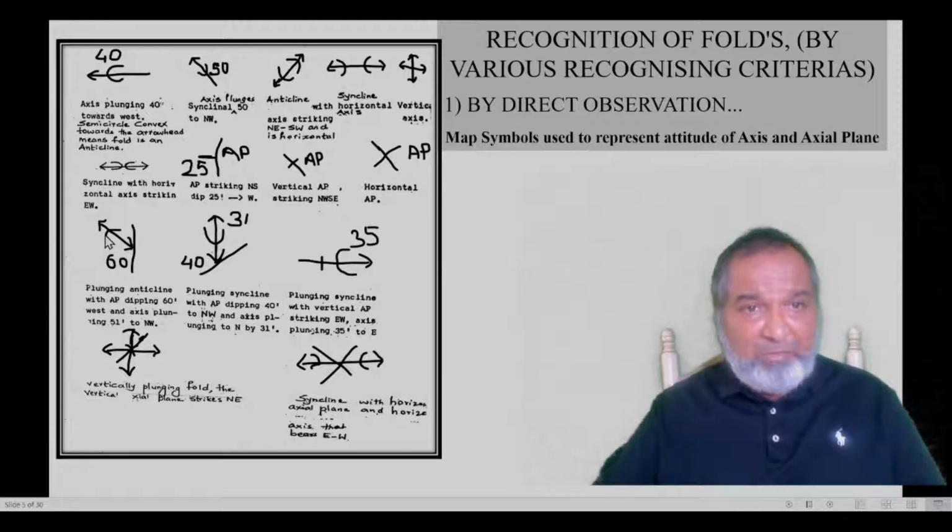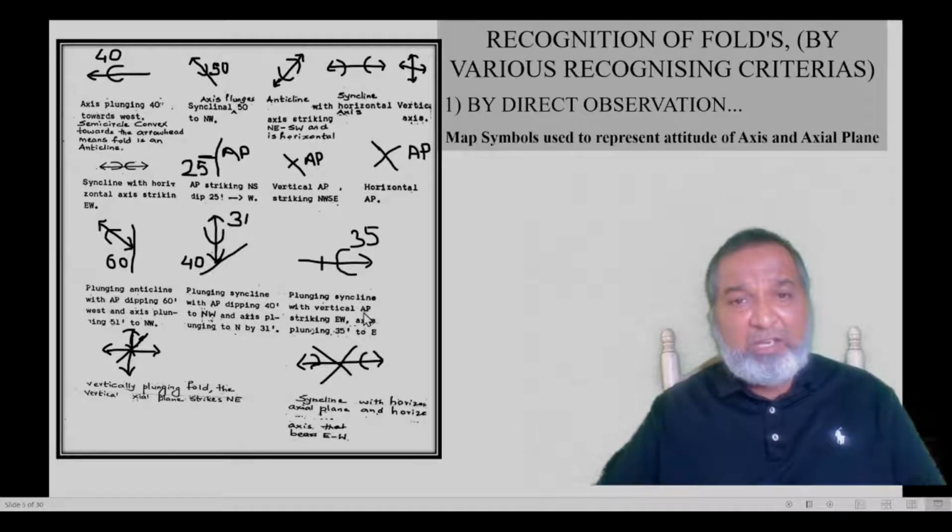This is anticline, plunging anticline, and the dip is 60 degrees, and the axis of the plunge, that will be northwest. So that line that has been given is 31 degrees, and whatever we have, the dip is 41. Plunging syncline with the vertical axial plane striking east-west. So this is the symbol which I use.